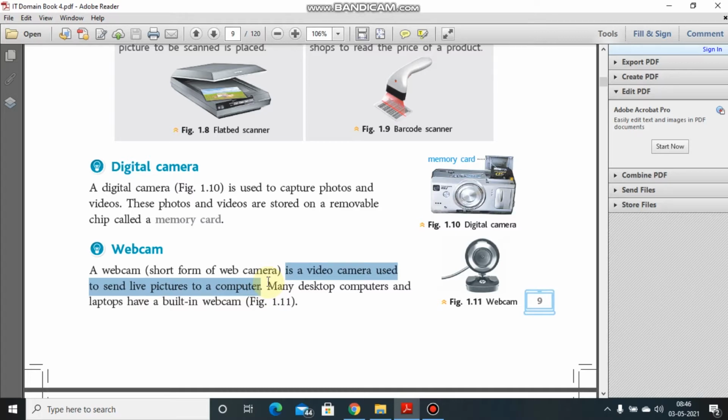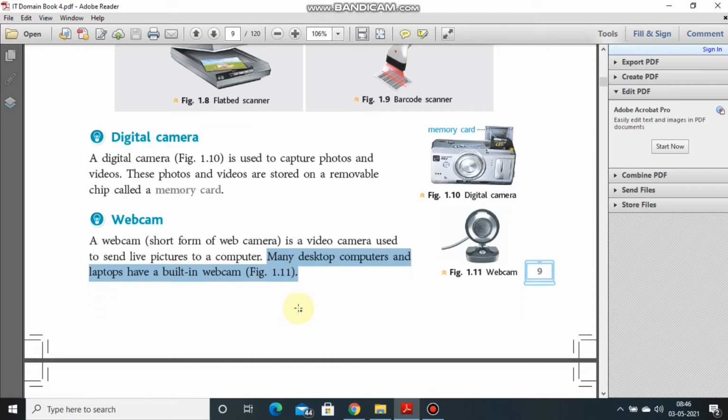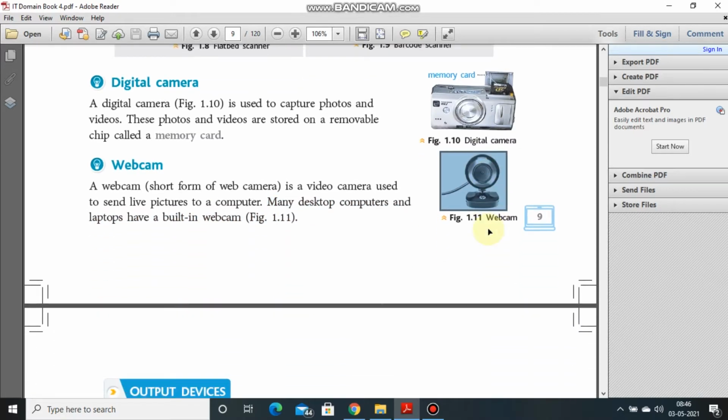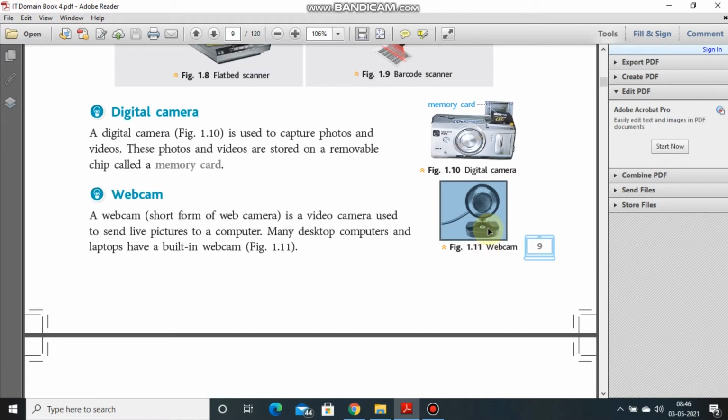आपके फोन में भी अवेलेबल होता है द कैमराज, योर फ्रंट कैमराज विच हेल्प टू कम्युनिकेट विद द पीपल लाइव. सो दैट्स वेबकैम. मैनी डेस्कटॉप कंप्यूटर्स एंड लैपटॉप्स हैव अ बिल्ट वेबकैम. सो यू कैन सी द लाइक दिस इज द वेबकैम विच इज अटैच्ड टू द कंप्यूटिंग डिवाइसेस.